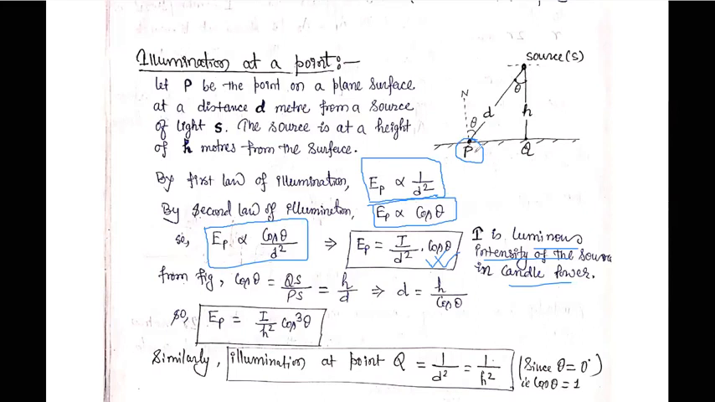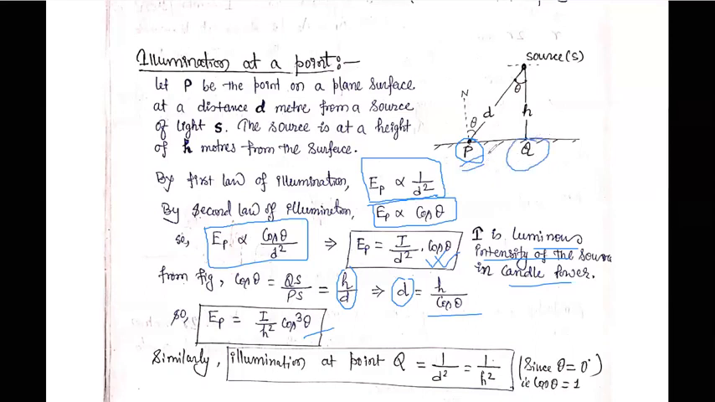Okay, and what will be the value of this cos theta? From simple mathematics, this cos theta is equal to H by D. So you can replace the value of D in this equation, then you will get illumination at point P equal to I divided by H square into cos cube theta. Or you can simply find the value of illumination from this formula also. It depends on what parameters are available with you, that is not an issue. So you will get the illumination at this particular point, at point P.